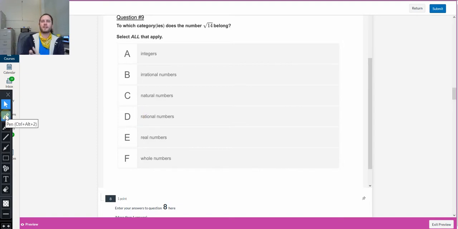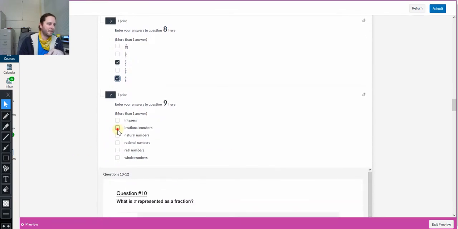So square root of 14, that is an irrational number. That means it's not an integer. It is an irrational number, so B would work. It's not a natural number because we wouldn't count it if we were just counting stuff. It's not a rational number. We obviously, irrational, rational, they're not the same. Real number, yeah, it exists at least. And whole number. So the answer to number 9 would be B, and it would be E. So B and E, irrational and real.